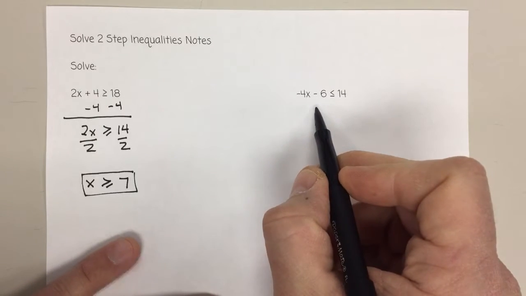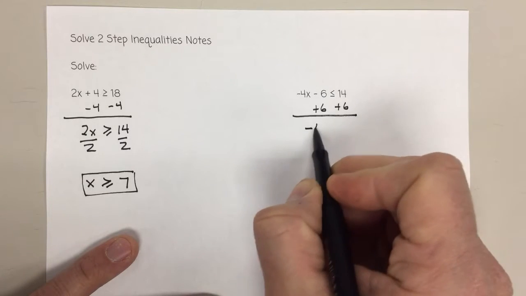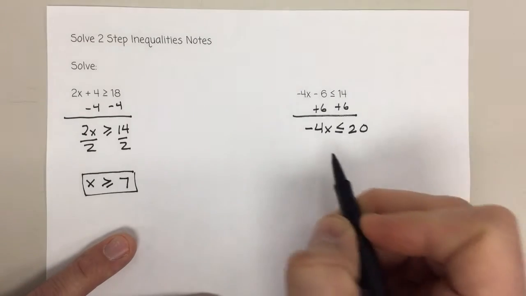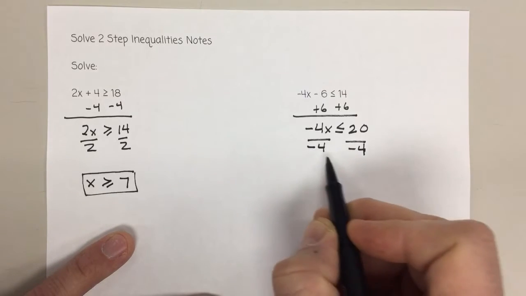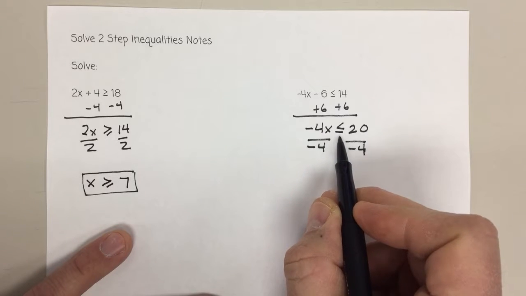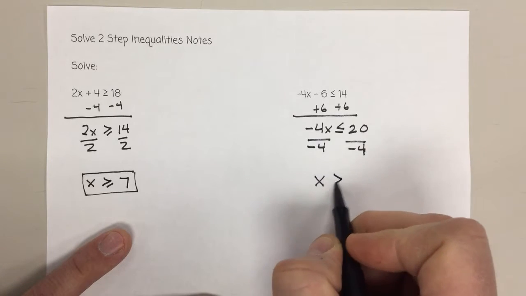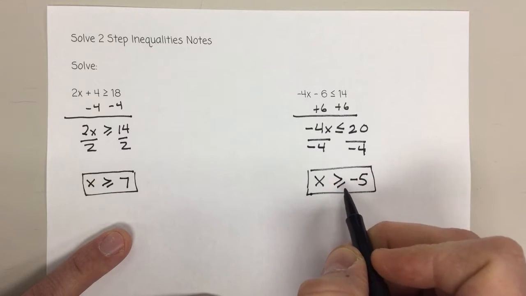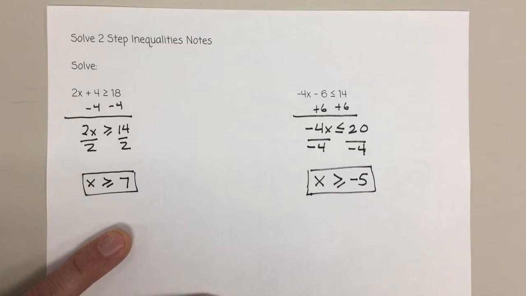In our second example, the first step would be to add 6 to both sides of the inequality, leaving me with -4x is less than or equal to 20. Now I divide both sides by -4. And here's where I have to remember, when I divide both sides of an inequality by a negative number, the direction of the inequality changes. So my answer would be x is greater than or equal to -5. I had to change the direction of the inequality because I divided both sides of the inequality by -4.